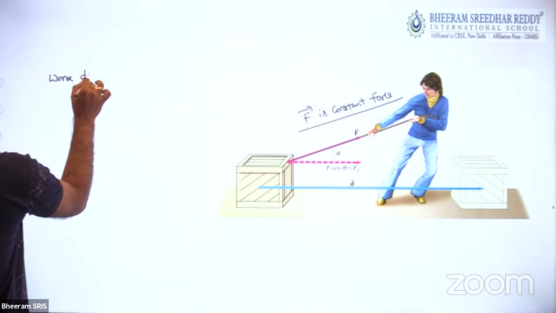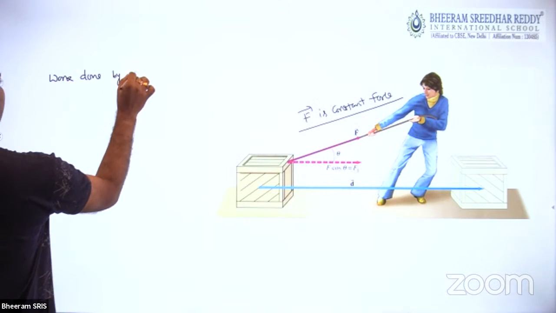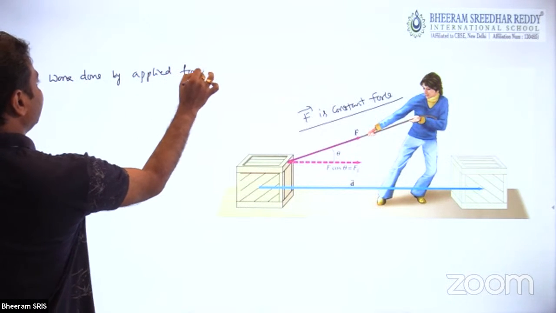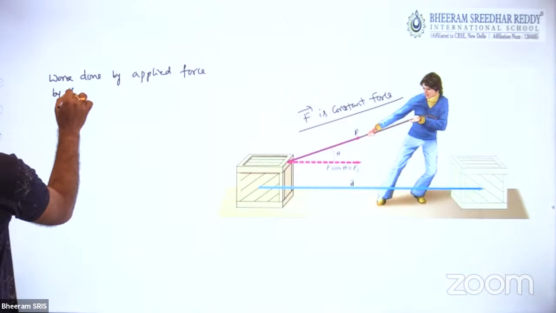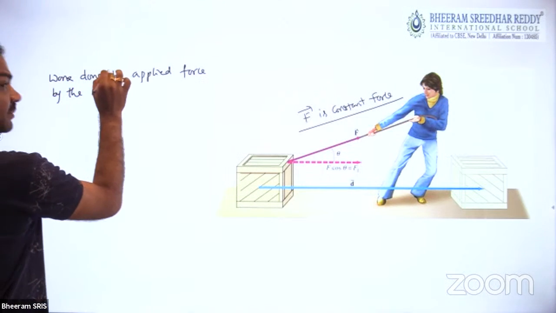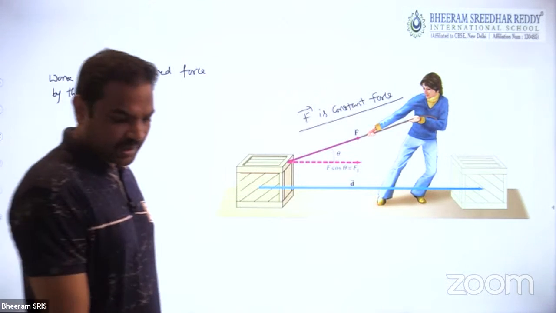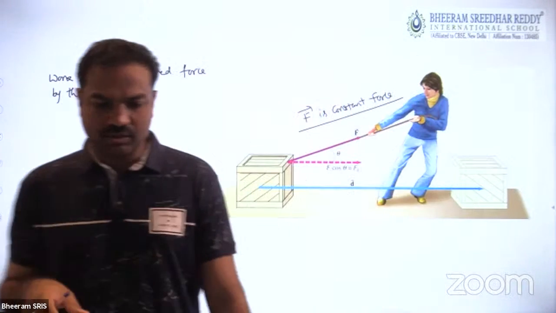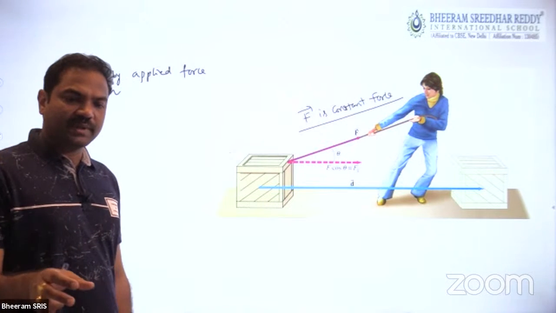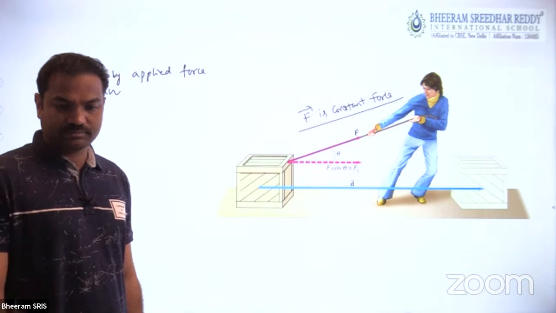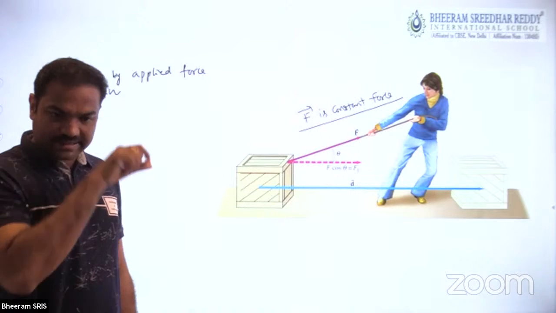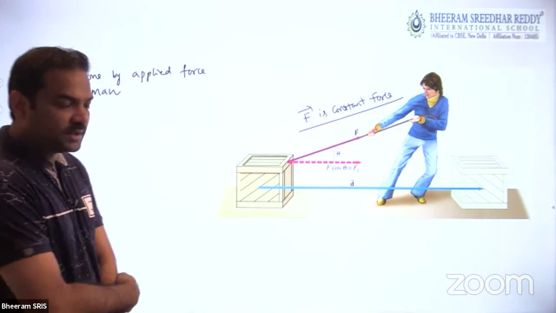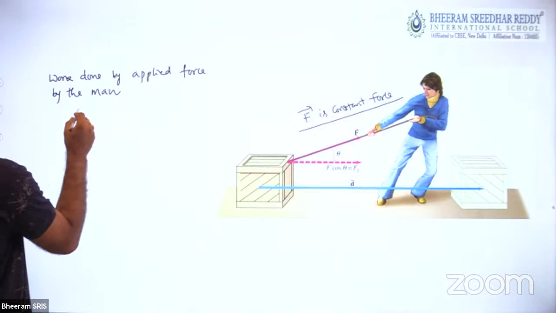See, I'm not simply writing work done. Work done by applied force by the man. That I'm writing. Always you have to mention work done by which force. Okay? So don't write simply work done. Work done by which force you have to write down. So work done by applied force by the man is equal to what we can write down.